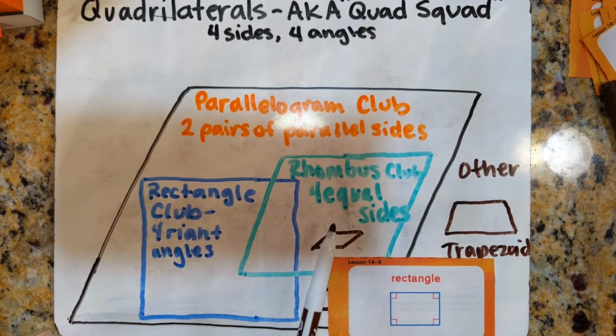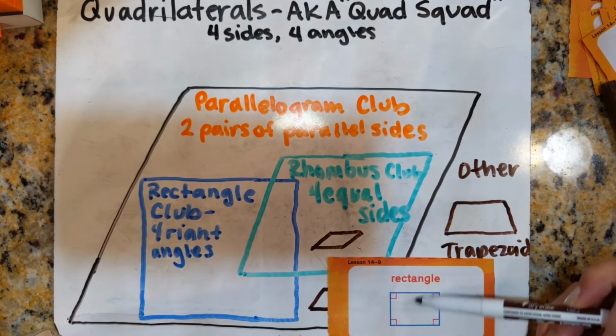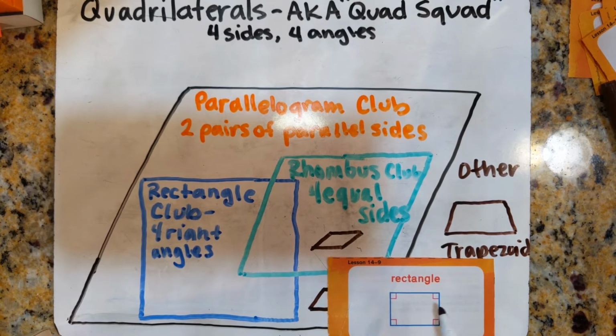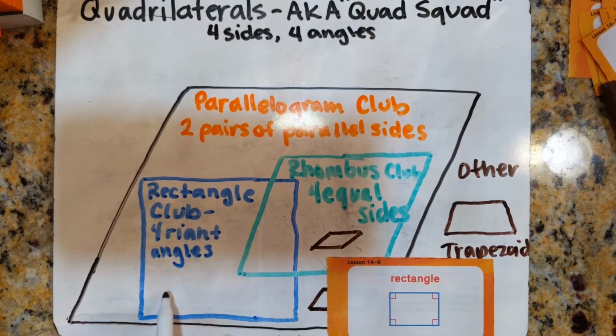Can it join the rhombus club? Does it have 4 equal sides? Oof. No, it does not. The top and the bottom are way longer than the sides, so it is not a part of the rhombus club. Can it join the rectangle club? Yes, that's its name. It has 1, 2, 3, 4 right angles.